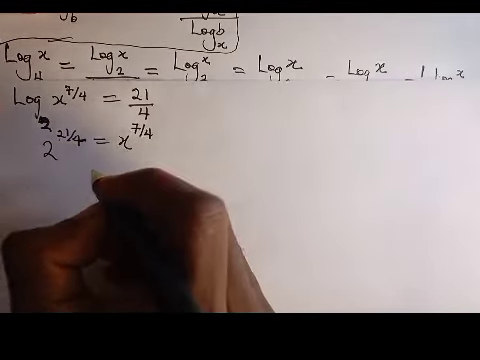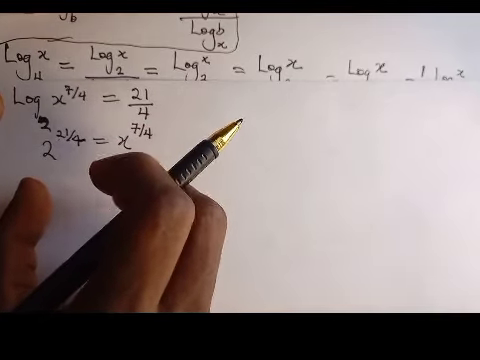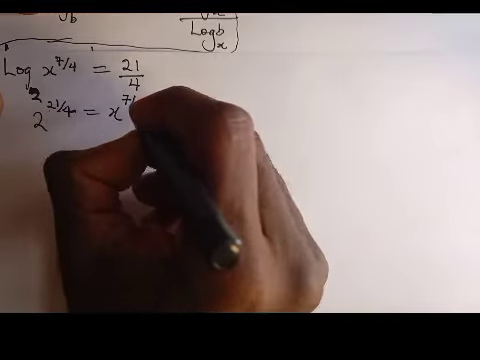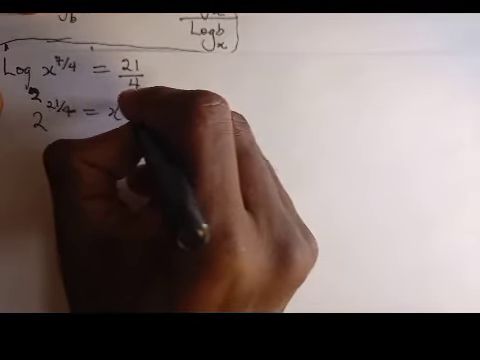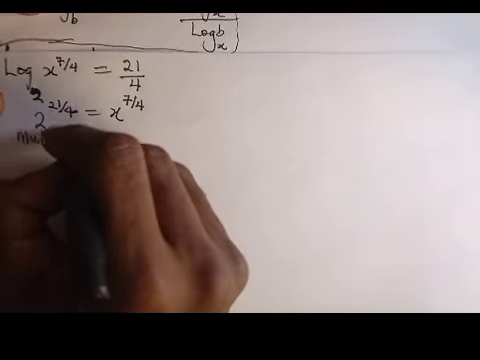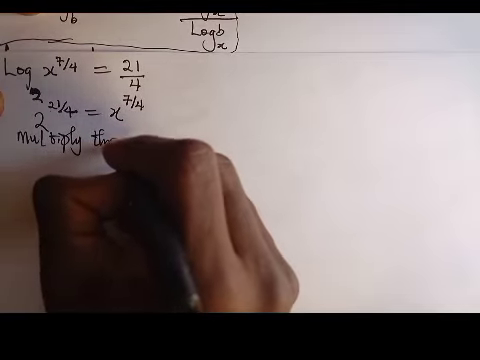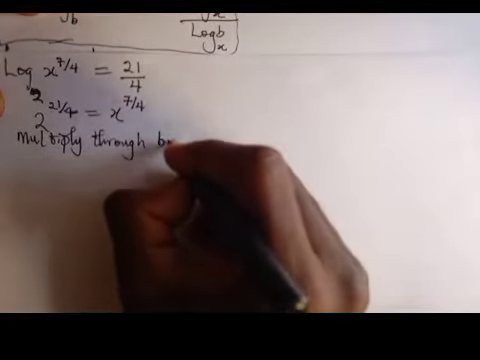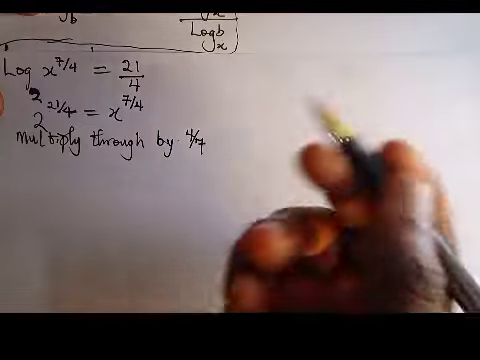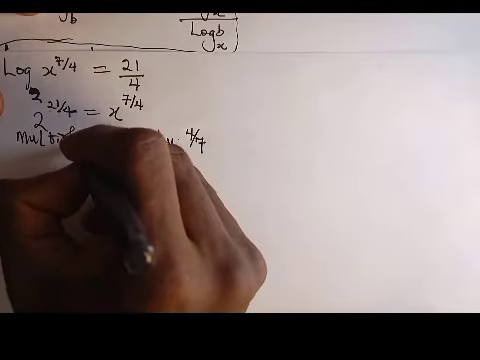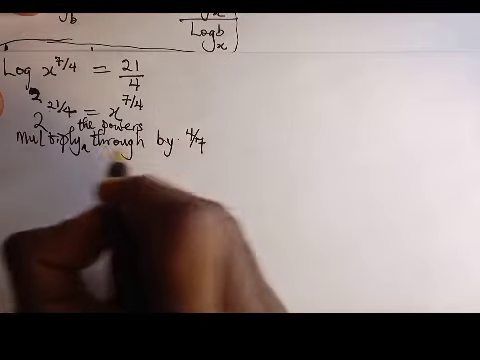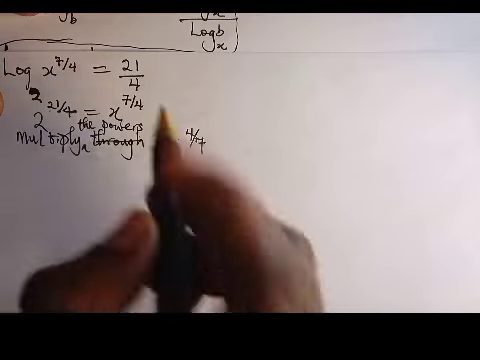Now that we have this, we can try to simplify because we are interested in getting to know the value for x. So what's our value for x? Now I'm going to multiply both sides by 4 over 7 to take off what we have here. When I say multiply through, actually the powers, multiply the powers by 4 over 7. So let me just try that.